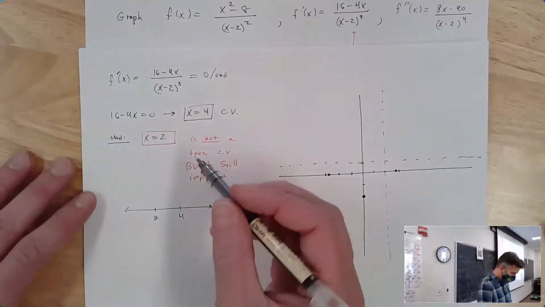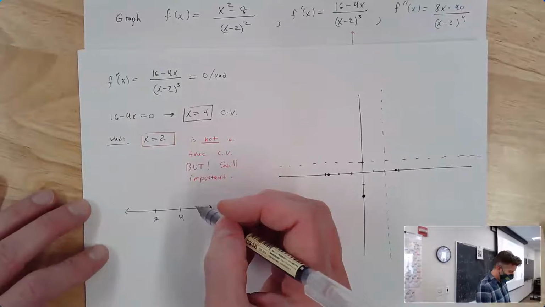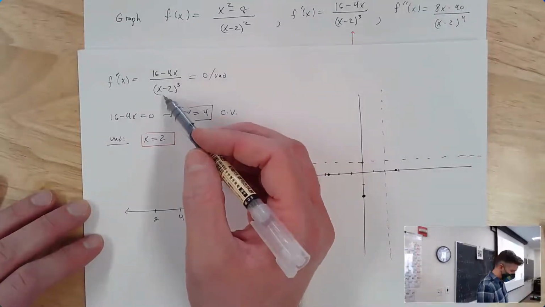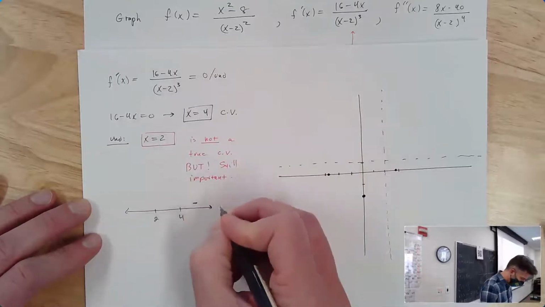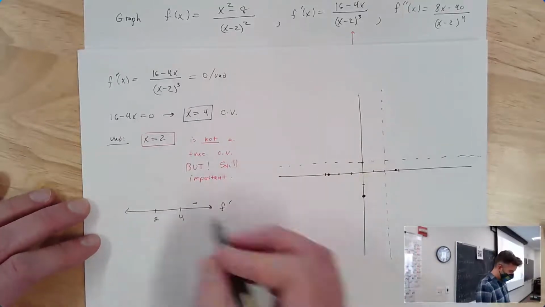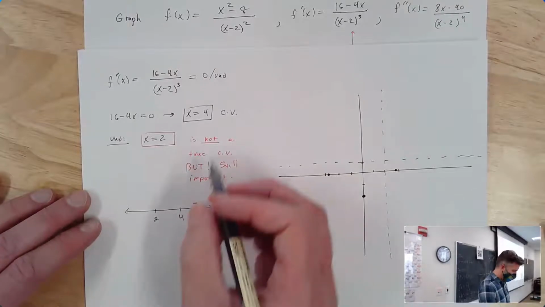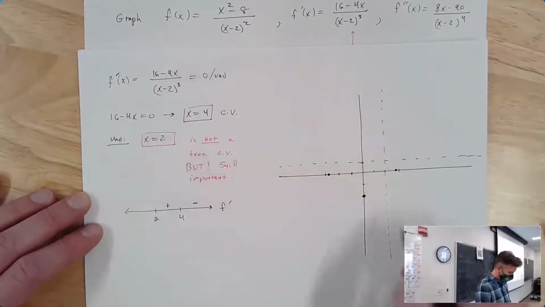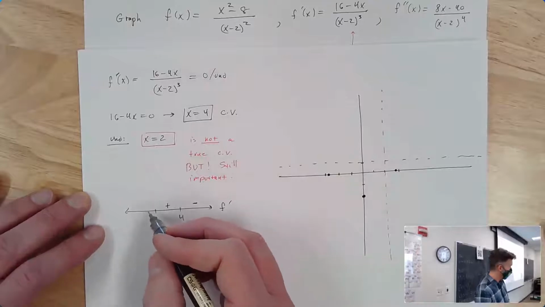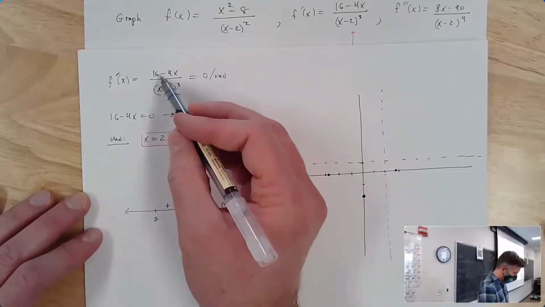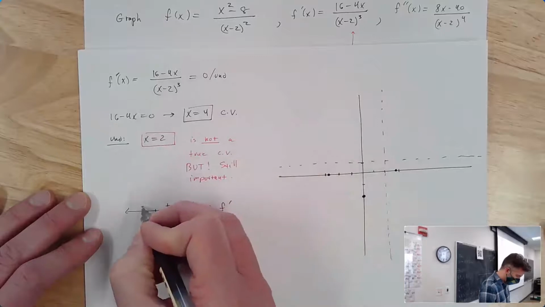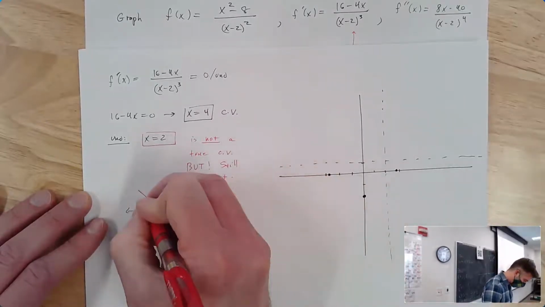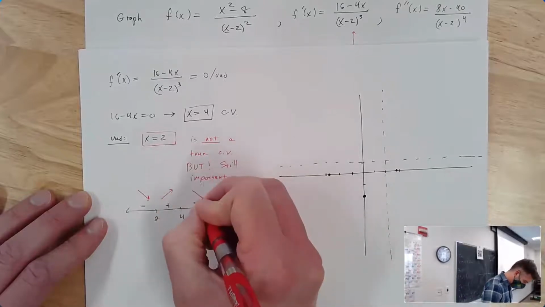So picking something larger than 4, like 5, I see the numerator is negative, I see the denominator is positive, the overall sign is negative for the first derivative. Picking something between 2 and 4, like 3, numerator is positive, denominator is positive, the whole thing's positive. Picking something less than 2, like 1, or even 0 is probably a better choice. Numerator is positive, denominator is negative. So my function is decreasing, increasing, decreasing.